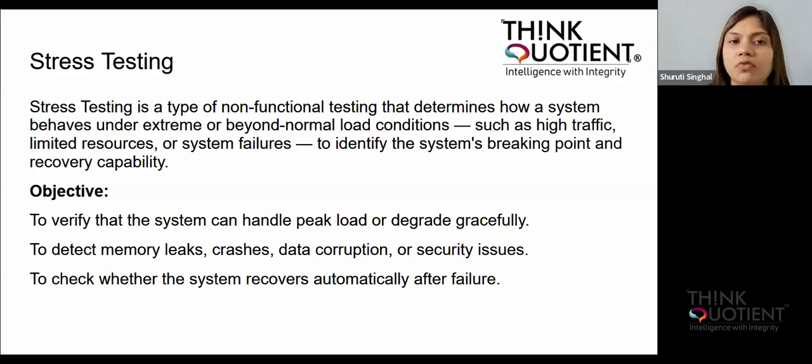So what are the steps involved? Let us understand. First of all, we identify the stress conditions, which are 10 times the expected user load, or a severe outage, or high CPU usage. Then we set up a test environment which is near to the production setup for accurate results. And then we gradually increase the load until failure occurs. Then we monitor the system behavior. We track the CPU, the memory, the server logs, the response time, and then we evaluate any recovery that we can do by rebooting the system.